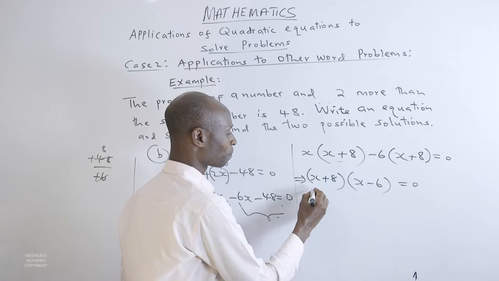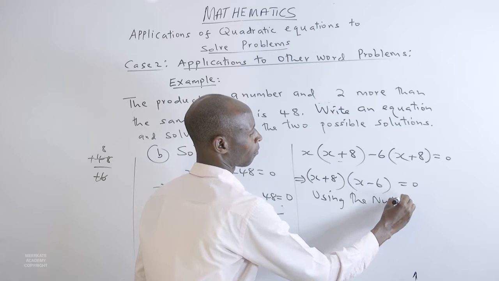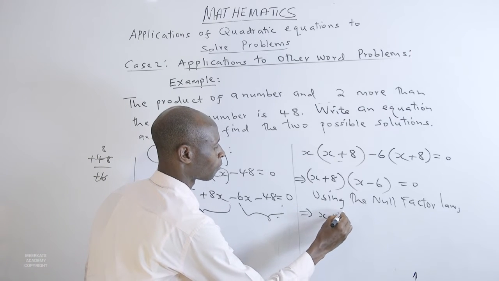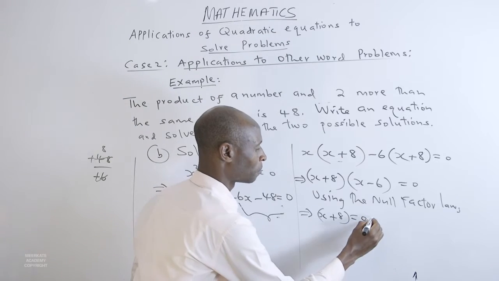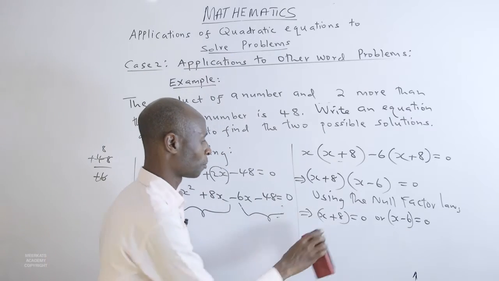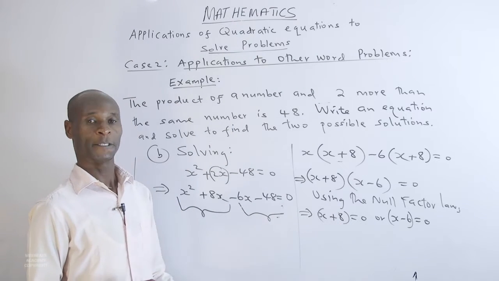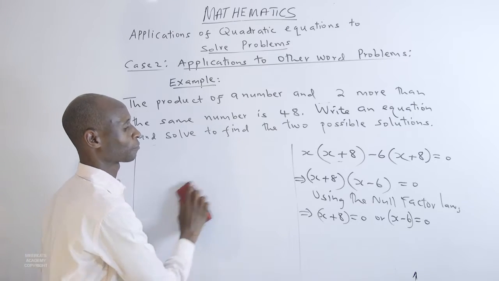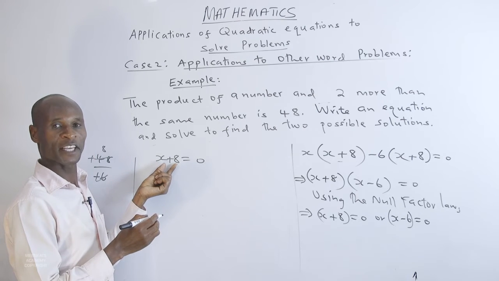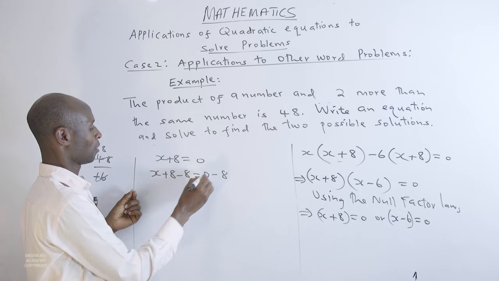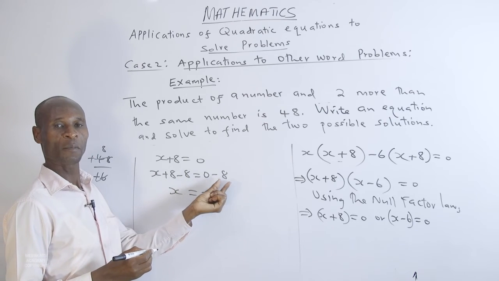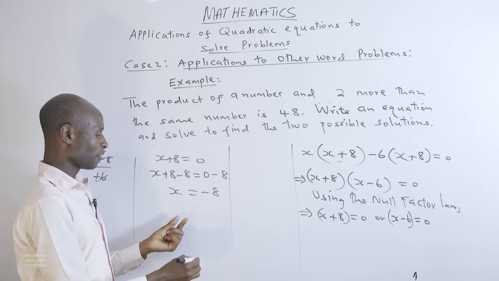So using the null factor law, x plus 8 will be equal to 0, or x minus 6 is equal to 0. If we pick the first linear factor, x plus 8 equal to 0, we can find the value of x by subtracting 8 from both sides. On the left-hand side, we have x plus 8 minus 8, which is x. On the right, we have 0 minus 8, which is negative 8. So the first value of x is negative 8.